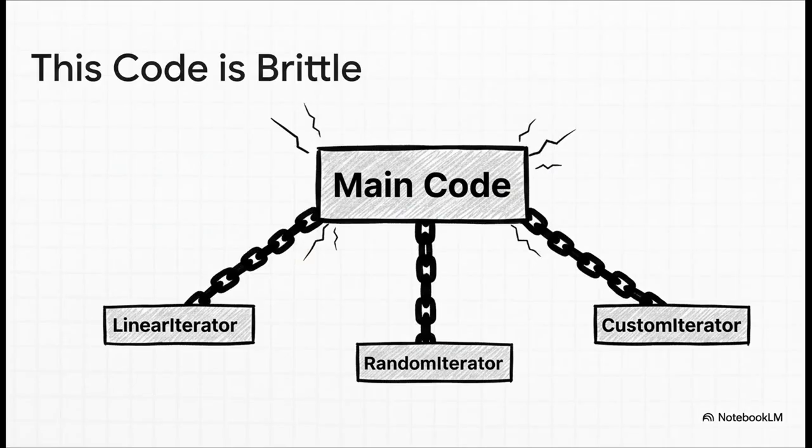And here's the thing. Creating objects directly like this makes your code brittle. Your main code is chained directly to that specific linear iterator class. We call this tight coupling. The two pieces of code are basically stuck together with superglue. So if you suddenly decide you want a random iterator instead, you have to go into your main logic and perform surgery on your code.